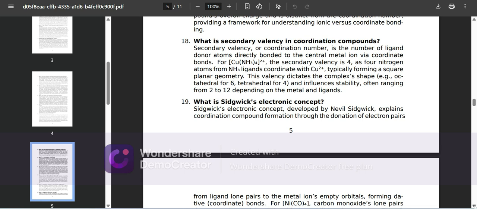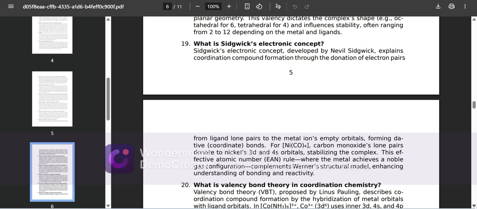This valency dictates the complex shape: octahedral for 6, tetrahedral for 4, and influences stability, often ranging from 2 to 12 depending on the metal and ligands.